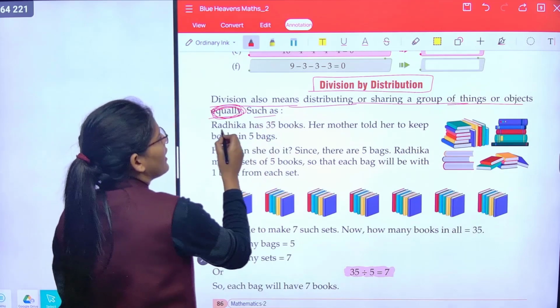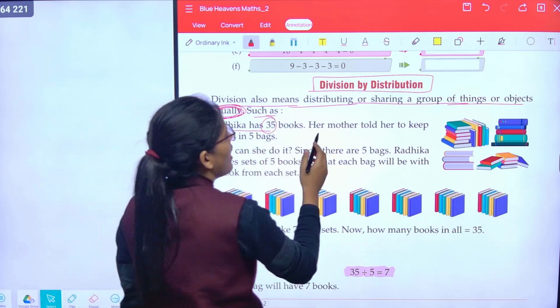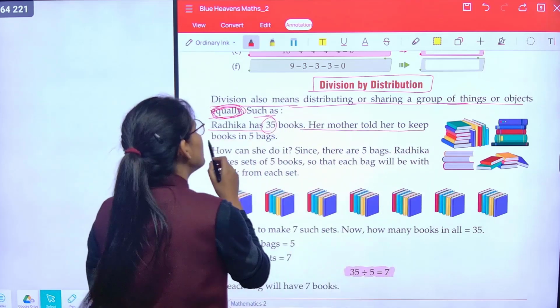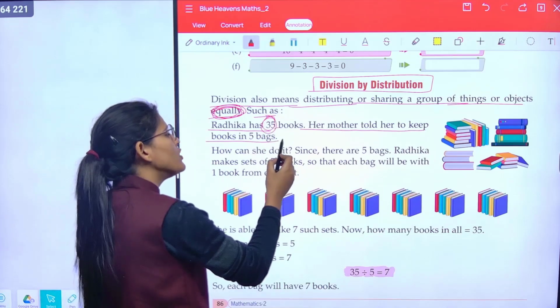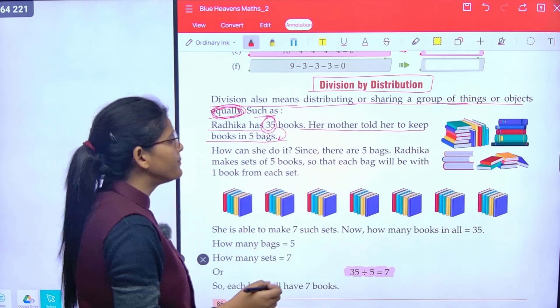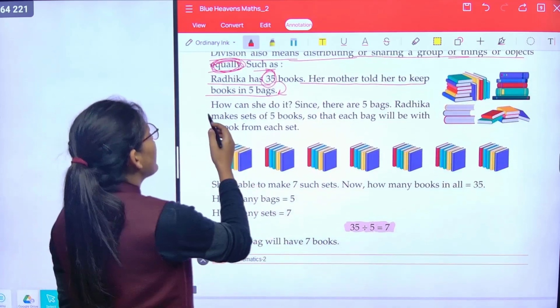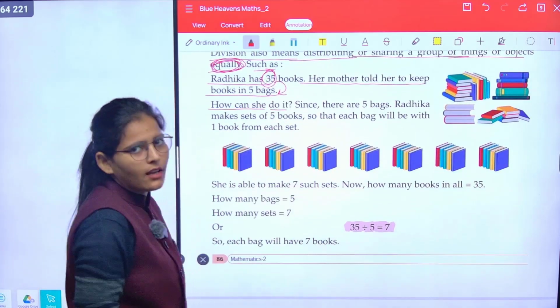Such as, Radhika has 35 books. Her mother told her to keep the books in 5 bags. और उसकी मम्मा ने बोला ये 35 बुक्स को आपको 5 बैग्स में रखना है. How can she do it? वो कैसे करेगी? How?